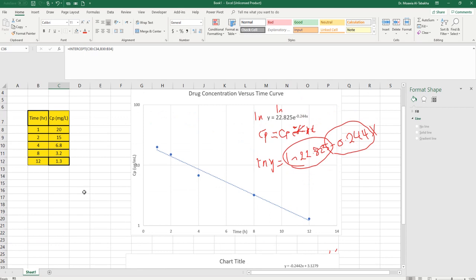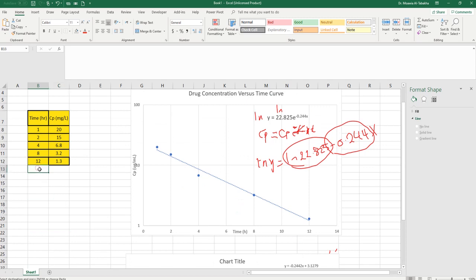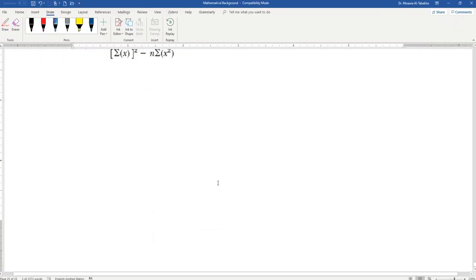Okay. Can I do the same here? Can I take these? See, I want to put them here. It came out different. Why? Because I treated y as the concentration directly. That's wrong. I cannot use the concentration directly because they will not give a slope and intercept, because they are not a straight line. It will not give me a straight line. I hope this is clear.